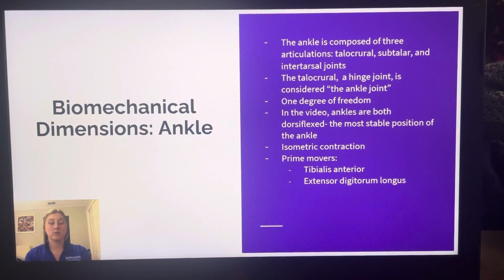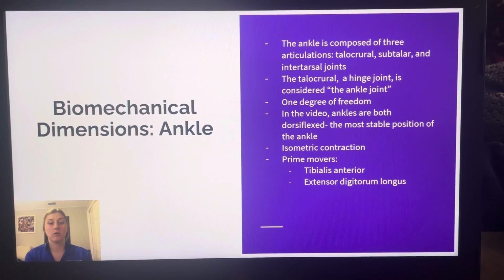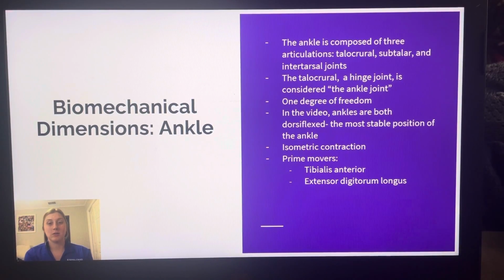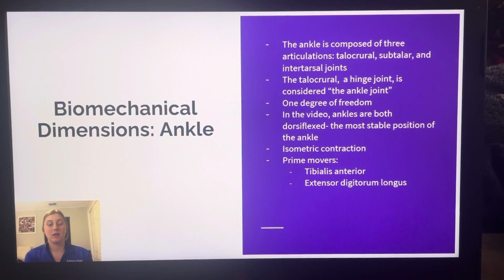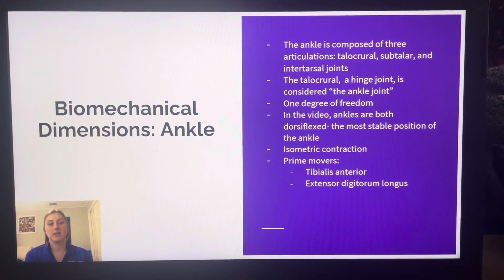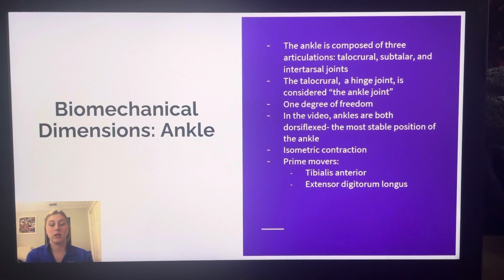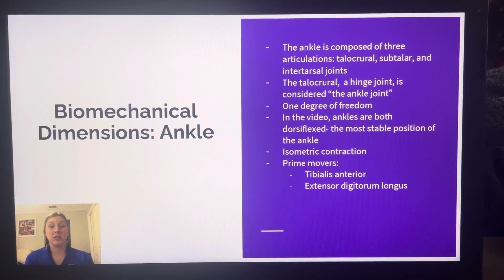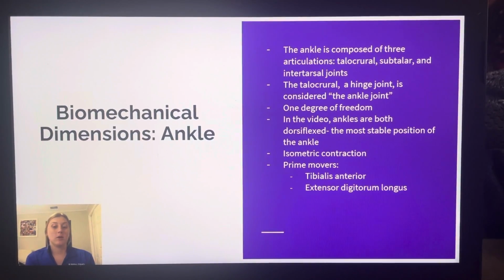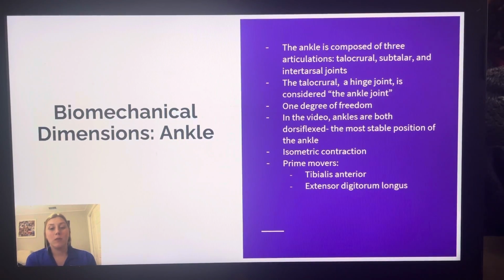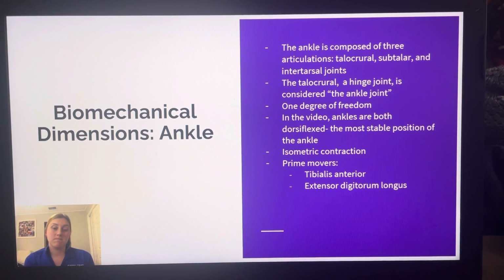The ankle is composed of 3 articulations: talocrural, subtalar, and intertarsal joints. The talocrural is considered the true ankle joint and is a hinge joint. A hinge joint allows 1 degree of freedom. This is a closed kinetic chain because our participant's distal ends of the limbs, ankles, and feet remain fixed in a standing position.